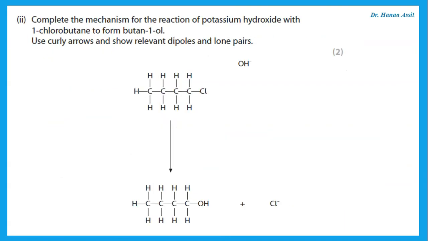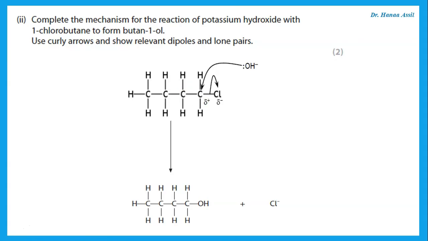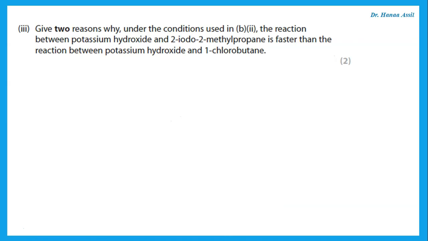Complete the mechanism for the reaction of potassium hydroxide with the chlorobutane to form butanol. So we want the mechanism in which the hydroxide replaces the Cl. So you should know that the oxygen of the hydroxide has a lone pair of electrons that attack the slightly positive carbon, and the electrons between the carbon and the chlorine go to the slightly negative chlorine to give the alcohol by replacing the Cl by an OH.